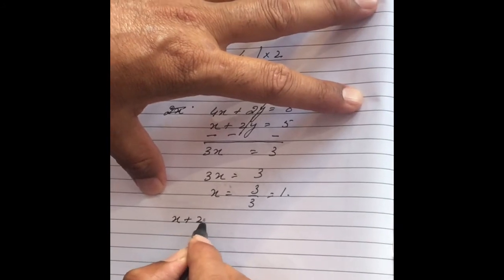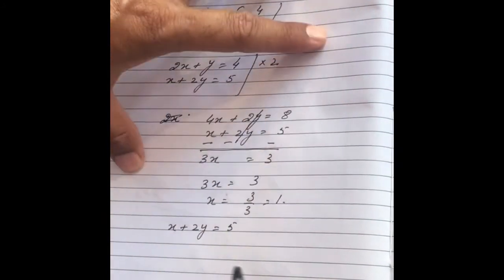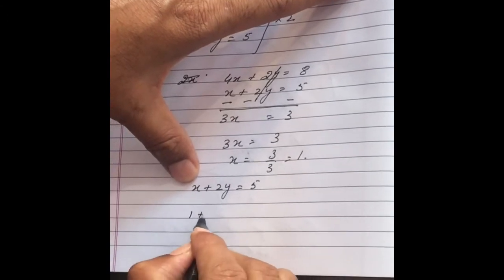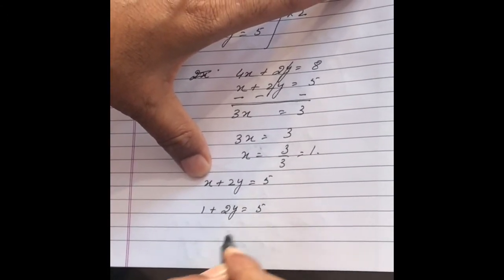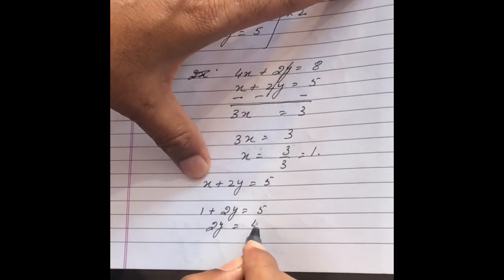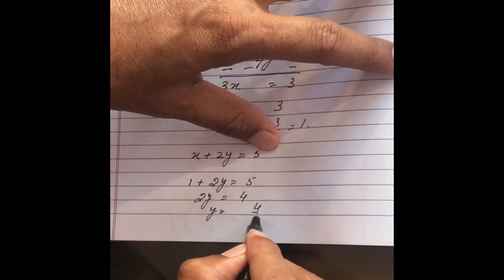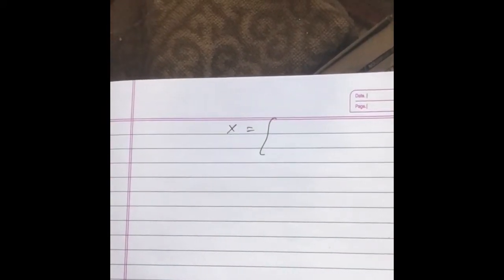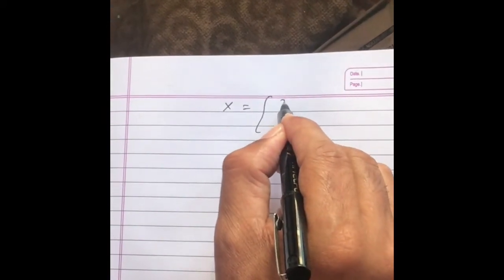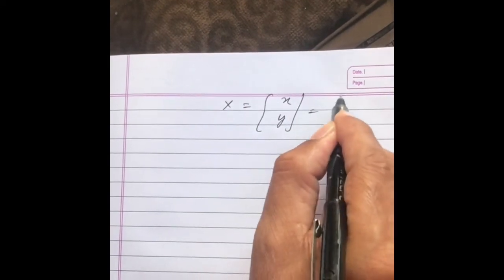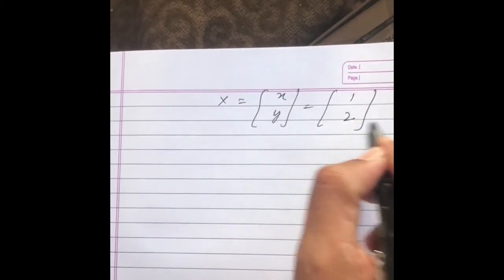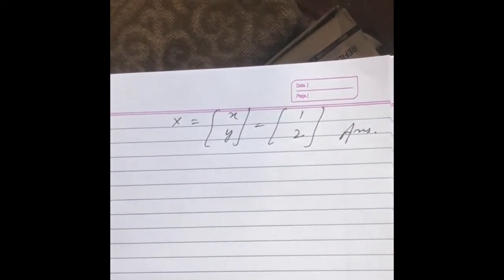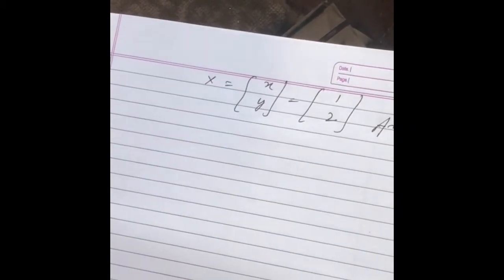Then I put the value of x. x plus 2y is 5, x is 1, 2y is 4, y is 4 upon 2, 2. So matrix X is, value of x is 1, x, y, right? Then x is 1, y is 2. That is my answer. So with this I come to the end of chapter matrices.